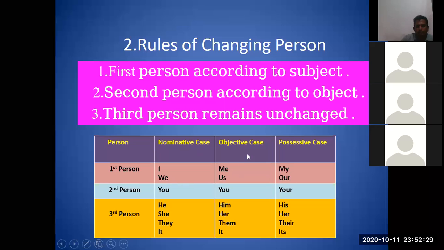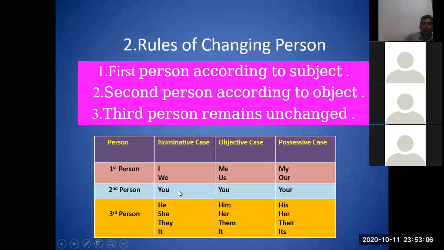You can see in the chart person change, and the persons also have three cases. They are nominative case, that is subjective case, objective case, and possessive case. First person: I is the nominative form, its objective form is me, possessive form is mine. Similarly, we is the nominative case, its objective case is us, possessive case is our, that is we, us, our.